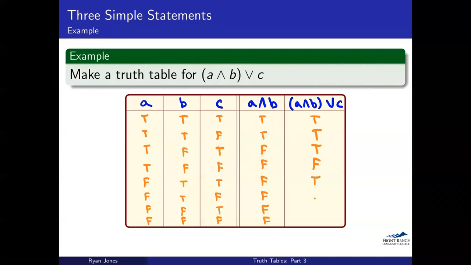I can go down the line and keep filling this in, and we get our truth table here. So again, this compound statement takes on these true or false values, depending on whether A, B, and C are true or false collectively. We don't know whether A, B, and C are true or false, but we've got all the options here. We've got all of our bases covered, if you will. And that's really just it.